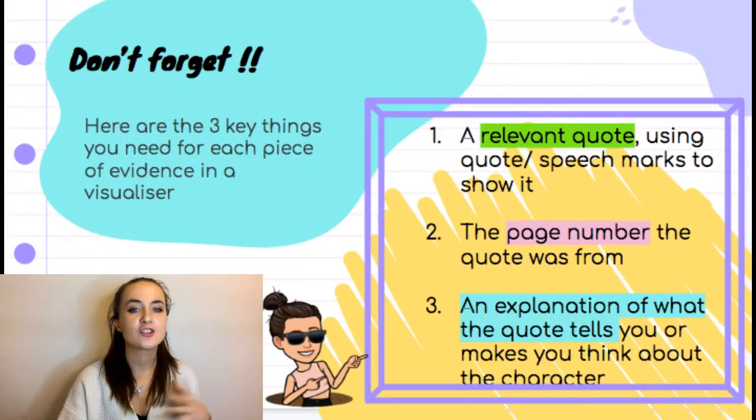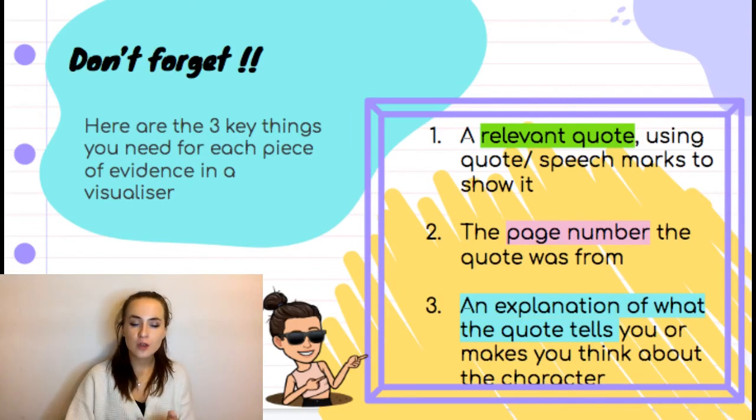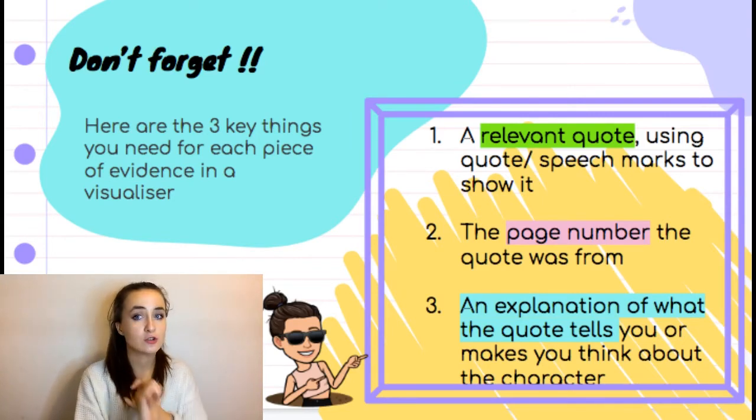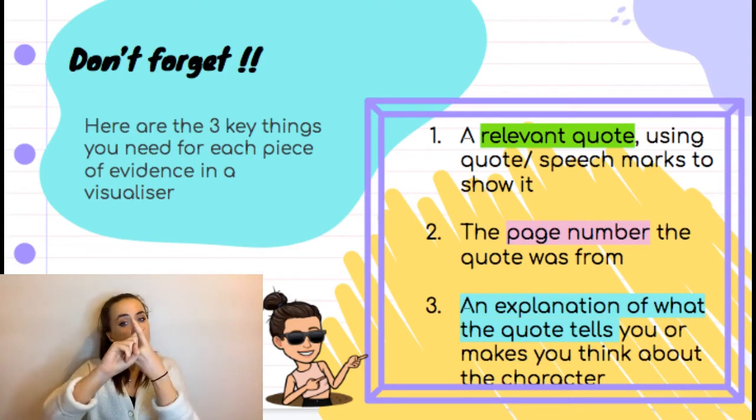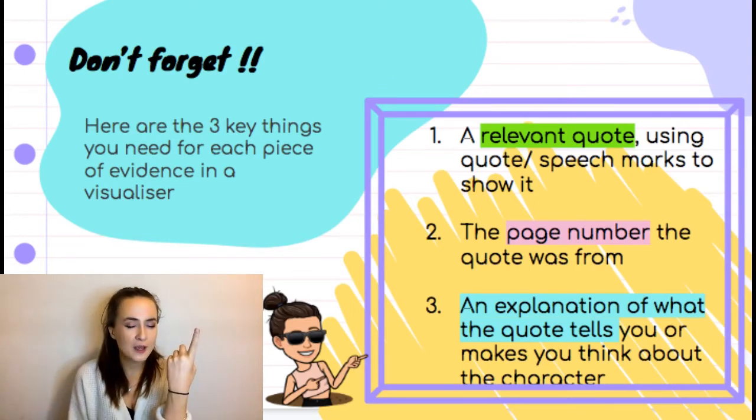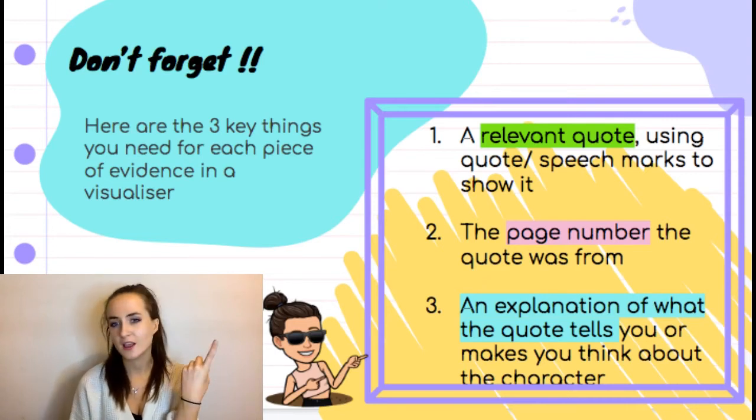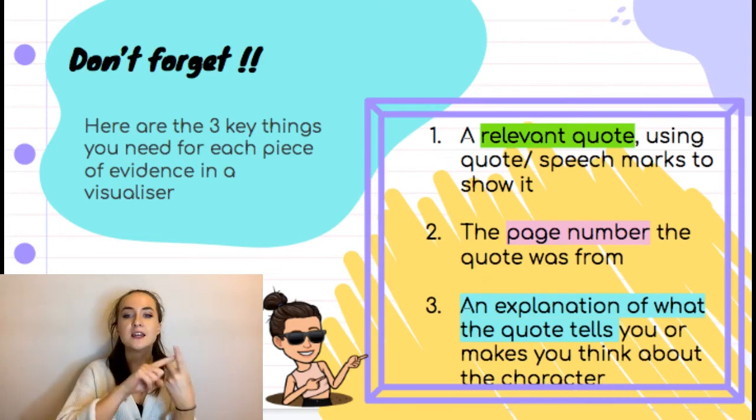When you're doing visualization, guys, there's three main things that you need. There's three main things that we look for. There's three main things that are in your success criteria. So it's how you're going to be successful today. You use a relevant quote. You don't just pick a random quote that doesn't make sense to the character that you've just picked because maybe you like the gobble funk language in it, okay? It needs to be relevant.